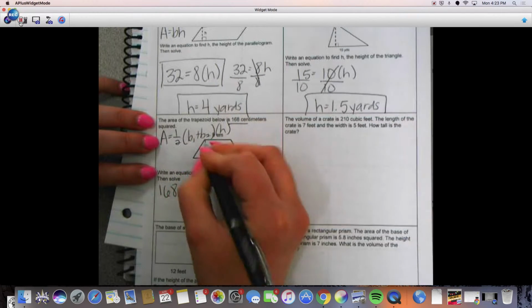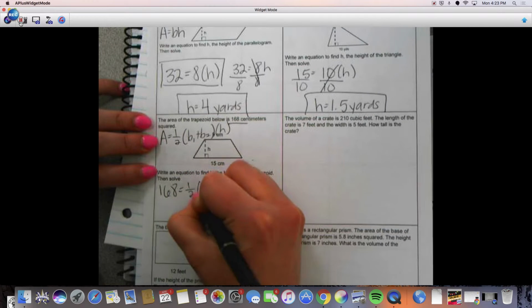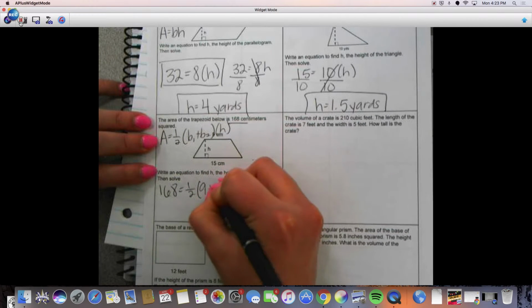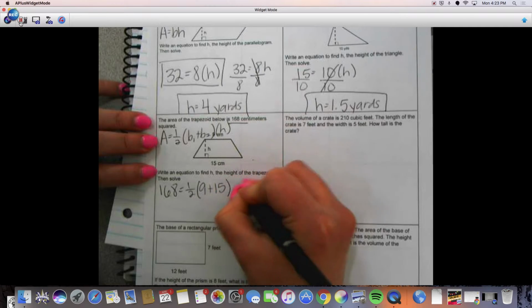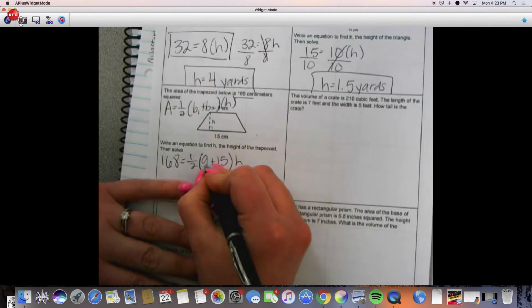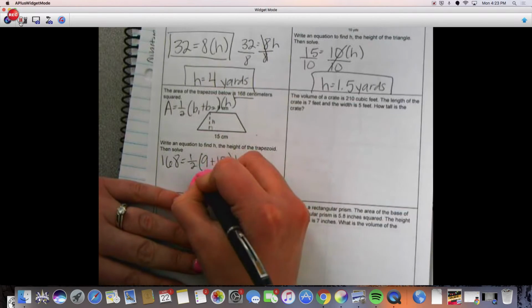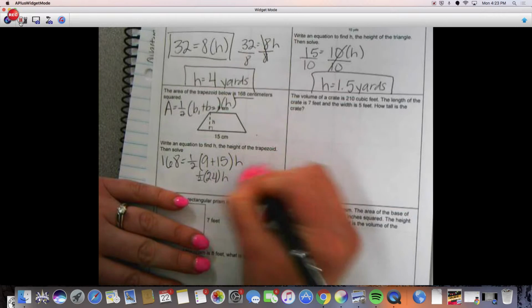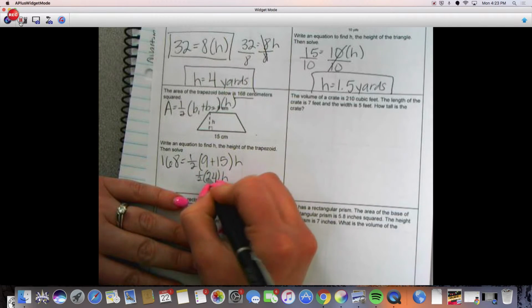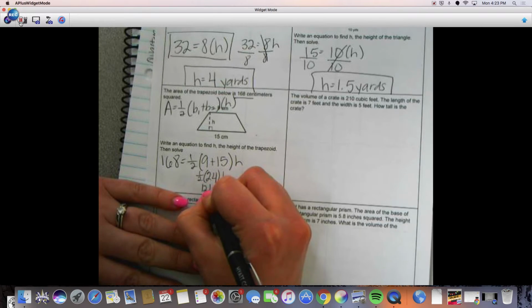So 168 equals, and now they want me to find the height. So I'm going to do the same thing. 1/2 times 9 plus 15 times h. So I'm going to just start by working through this. I know 9 plus 15 is going to get me 24. I know 1/2 times 24 is really dividing 24 by 2. That would get me 12h.